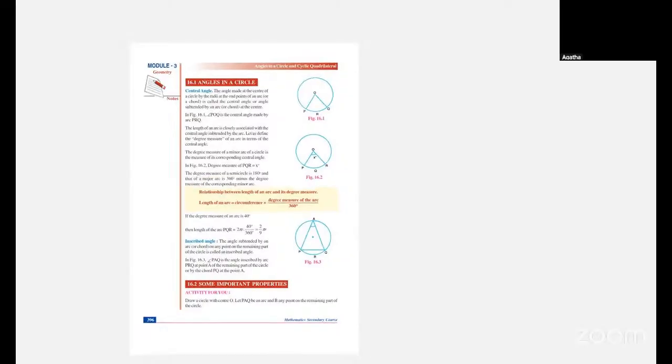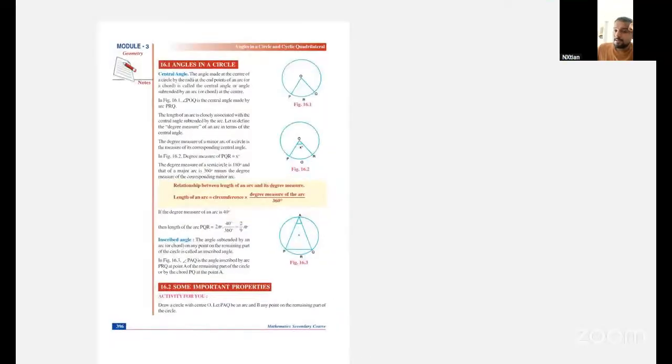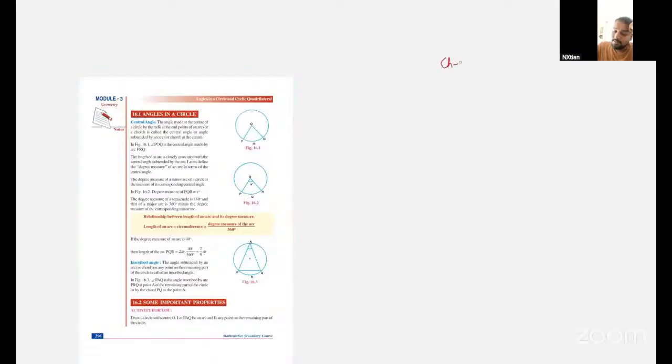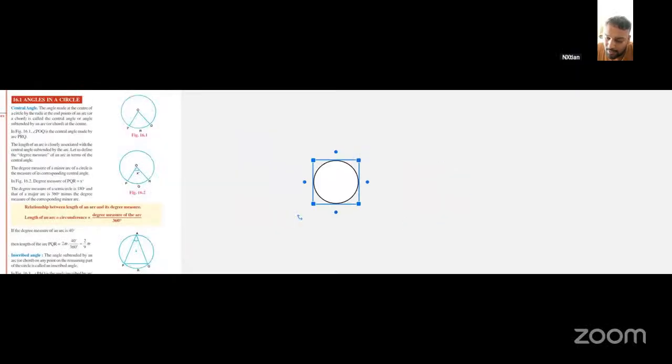So now we will start chapter number 16, and we'll try to complete it as quickly as possible. In this chapter we will learn about the circle. The properties that we did not cover in the last chapter, we will learn in this one. So the first property is, like, we have all the idea.